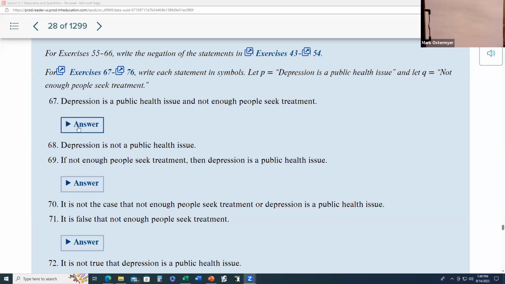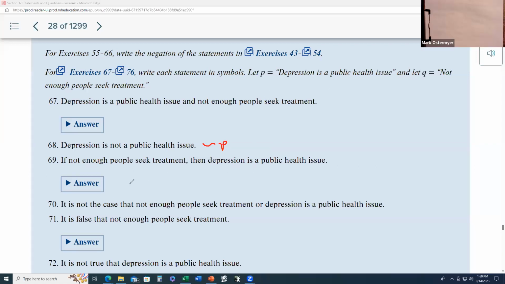All right, let's check our answer there. Yeah, there it is. Okay, depression is not a public health issue. So the tilde P, the tilde line, is the negation of what? Statement P, correct? That would be negation of P, this guy right here. Negating statement P.